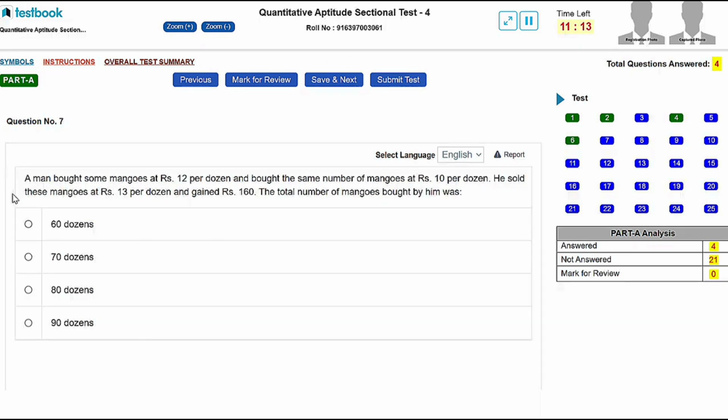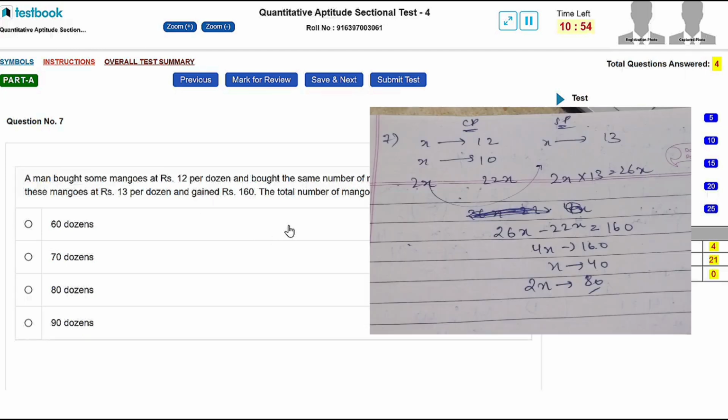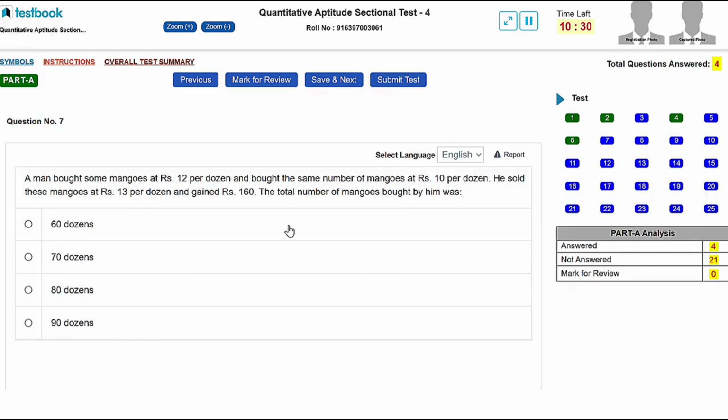16. A man bought some mangoes at rupees 12 per dozen and bought the same number of mangoes at rupees 10 per dozen. He sold these mangoes at rupees 13 per dozen and gained 160 rupees. The total number of mangoes bought by him was 80 dozens.